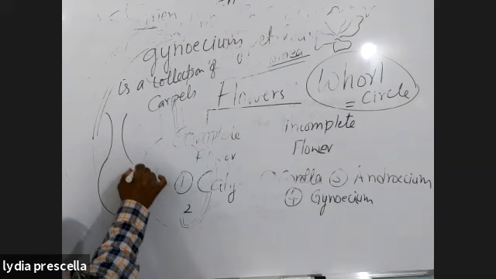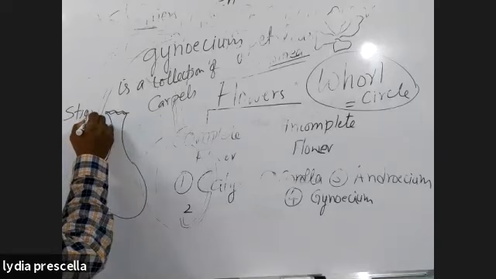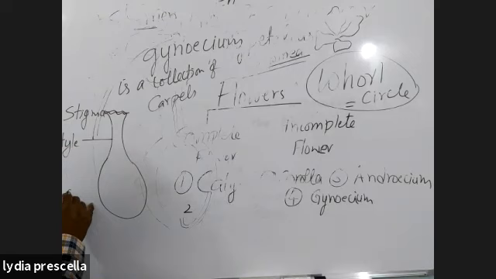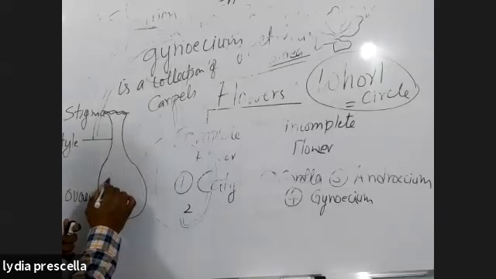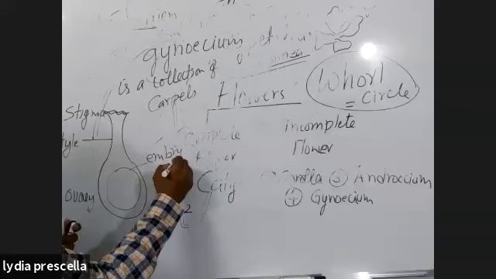This is the stigma. This is the style. This is the ovary. Inside the ovary, this is the embryo sac. Embryo sac and ovules are there inside.